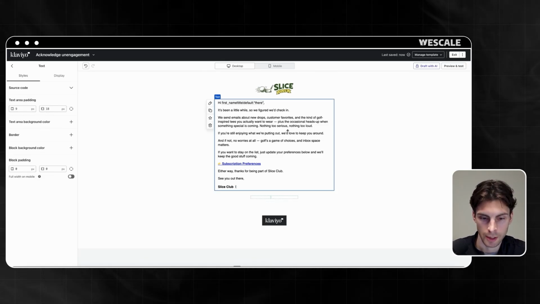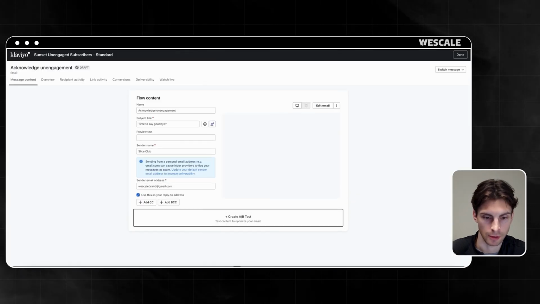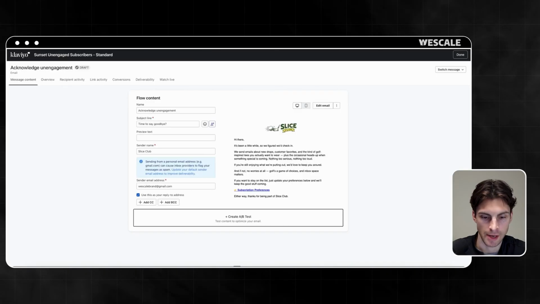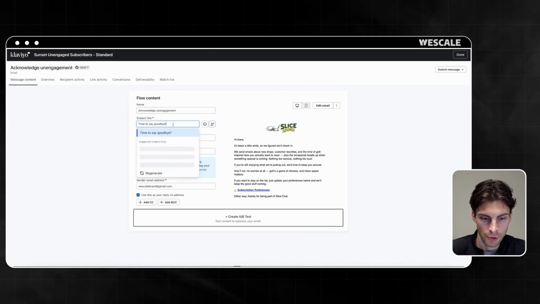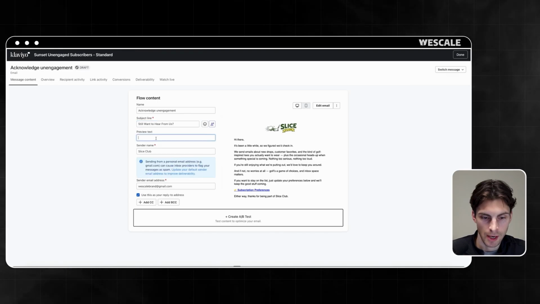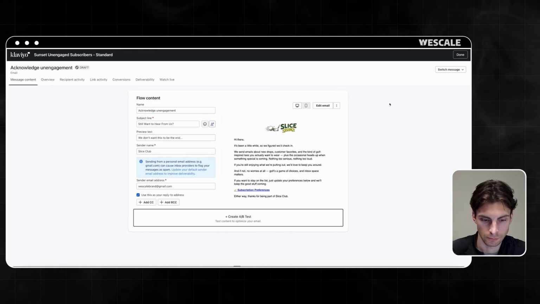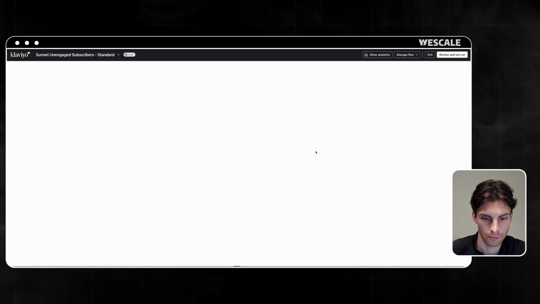So this is all good here. Again, we just want to check and make sure that everything's spelled correctly. We can click exit. Then we want to update the subject line again from ChatGPT, post that into the subject line, and then we can just add a little preview text as well. Then we just click done.